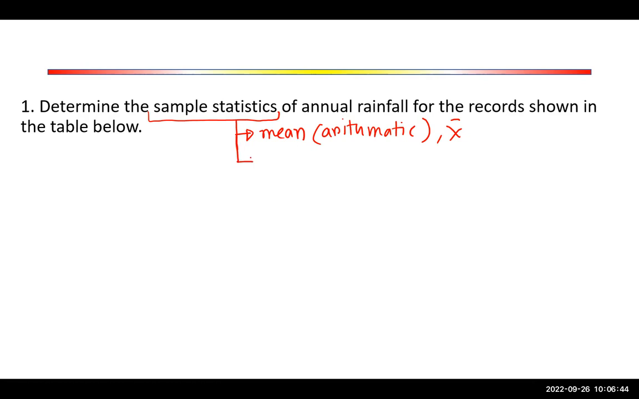What is the second one, right after the mean? What is another very common thing? The standard deviation. Yes, that's correct, which is S. Then there can be a few more. The next one can be the coefficient of variation, this one.